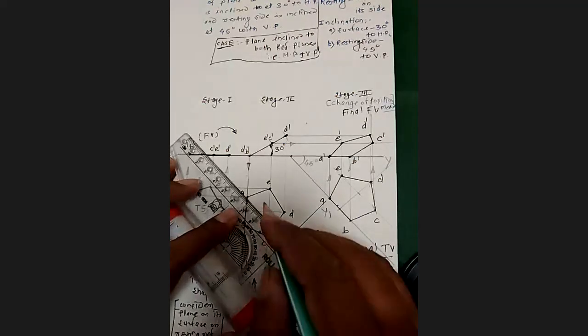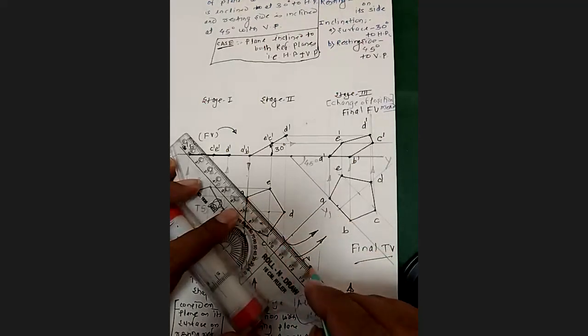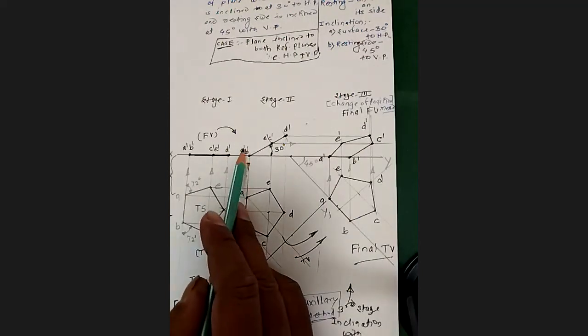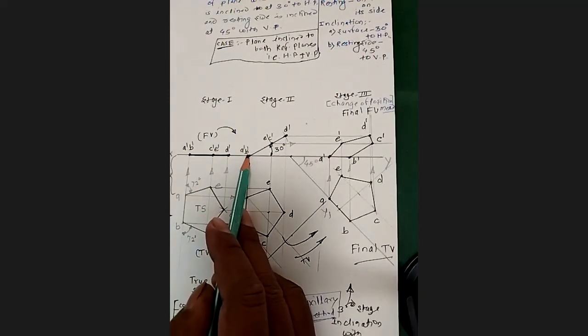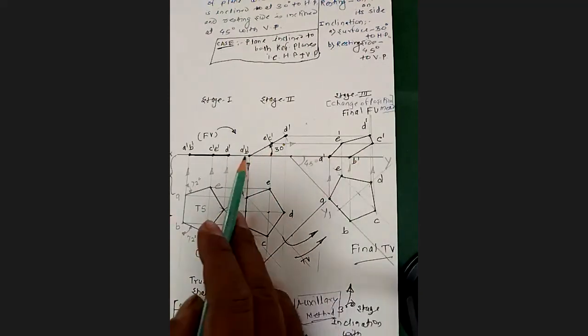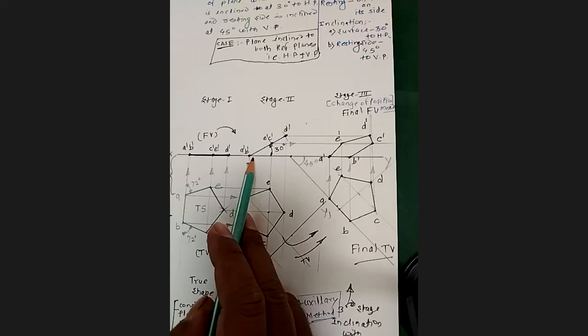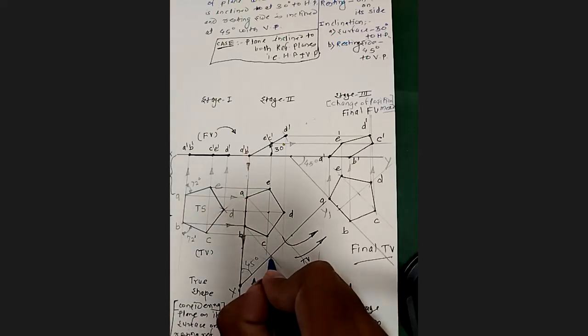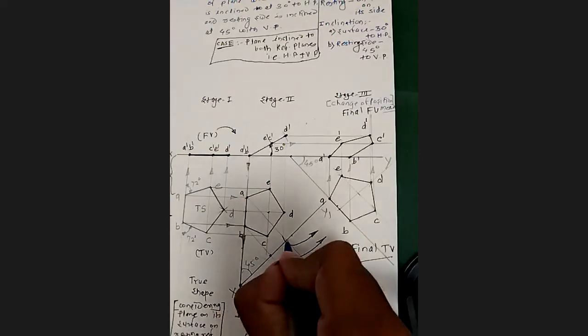I will be taking it from A and B. Before I take the distances from the XY line for the remaining points, let me tell you that points A dash and B dash are on the XY line. They are not away from the XY line or above HP by any distance. So immediately here, I will mark these two points and name them.